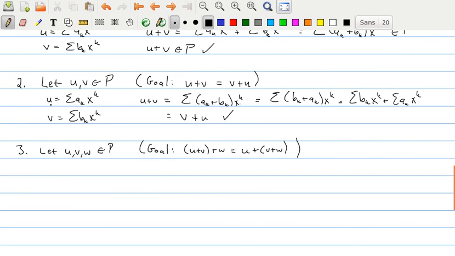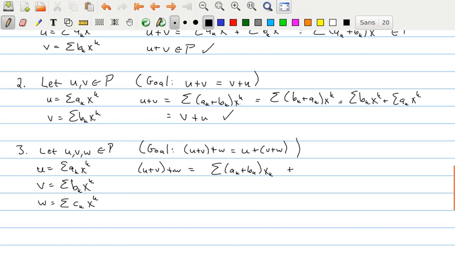So, like before, we'll write out what these mean. So u we can write as a string of coefficients and powers of x. V is likewise, those are possibly different coefficients, bk x to the k. And w has its own string of coefficients and powers of x. So let's start out with this left-hand side of our goal, u plus v, then plus w. Now u plus v, we actually did this above on each of the previous problems. We know that this is the sum of ak plus bk x to the k.